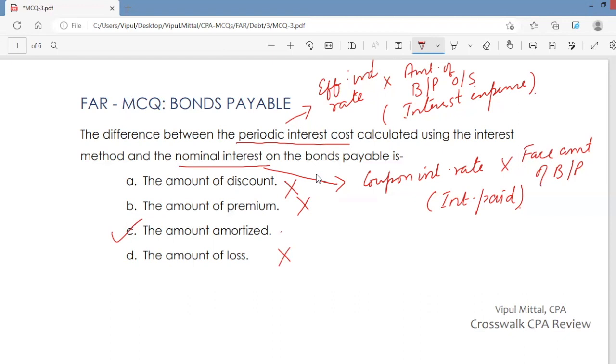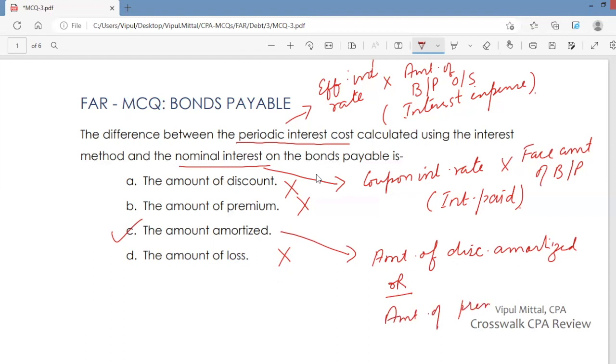And this amount amortized may be the amount of discount amortized or the amount of premium amortized.